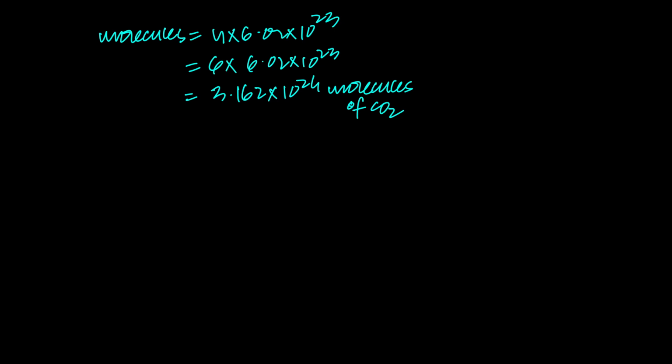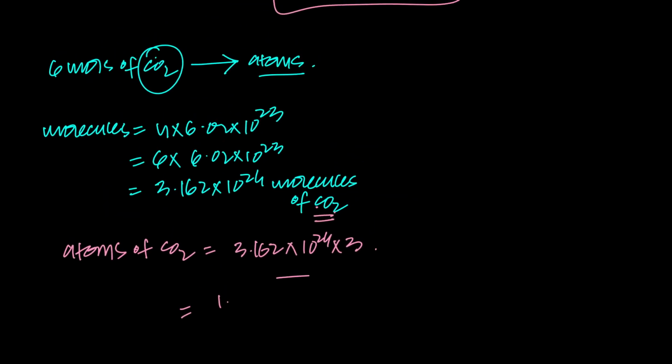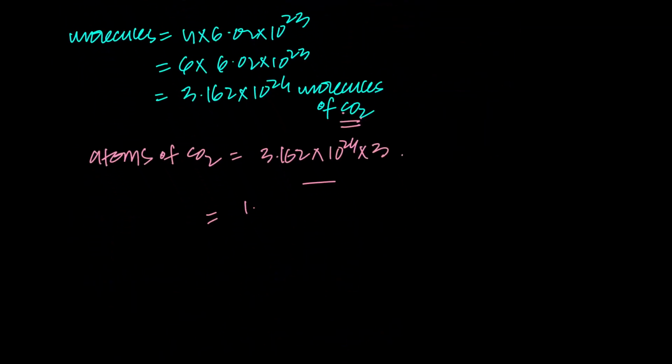Now, if I want to calculate the atoms, what will I do? Atoms of carbon dioxide, what should I do? Well, in one molecule, you have one C and two O's. So I'll take this number and I'll multiply it by 3. Done? What do I get? The same thing. Okay, awesome, awesome. These are the number of atoms of CO2.